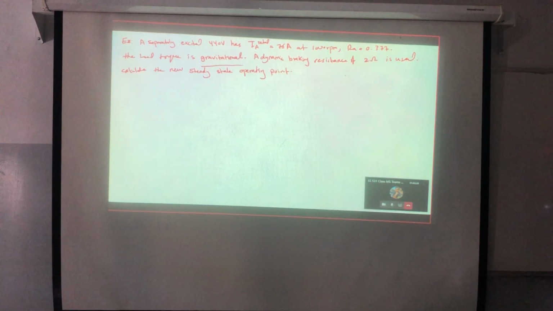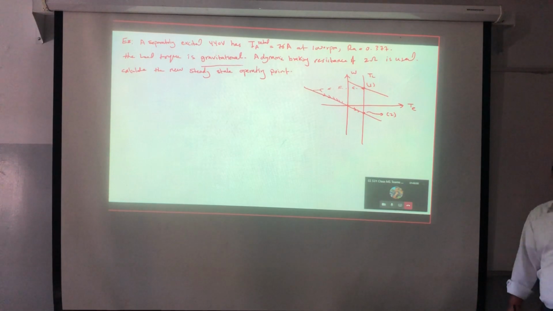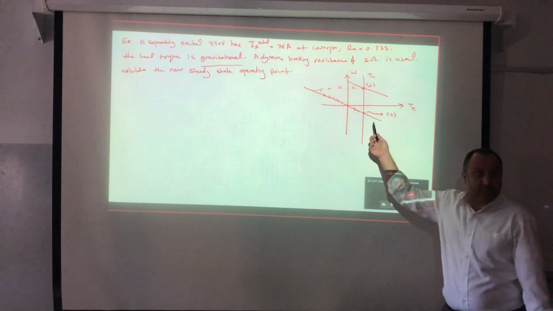So if this is my torque speed characteristic, and let's assume I was here at TL, and we did a dynamic braking, I would go here, then the machine will decelerate, crossing zero, and it will go here. So I need the speed at this point.